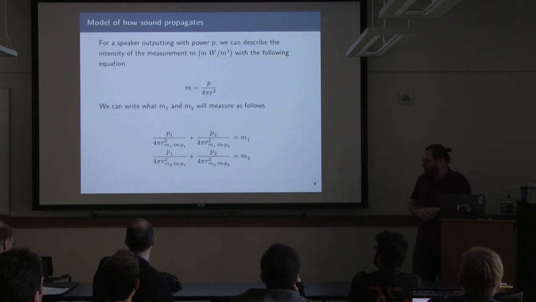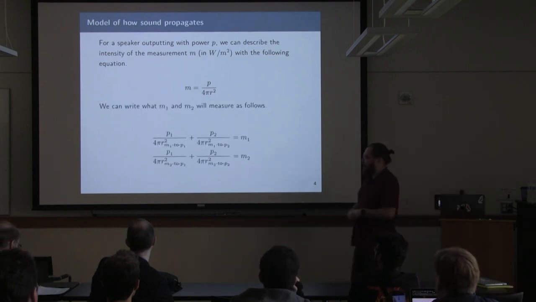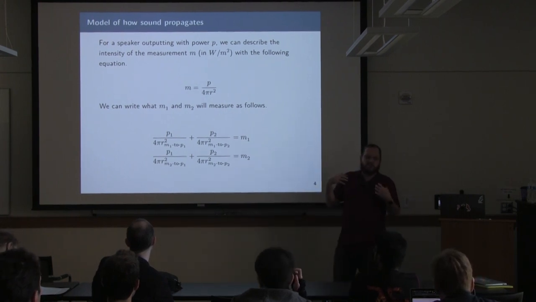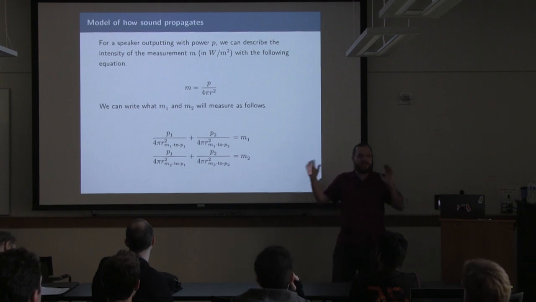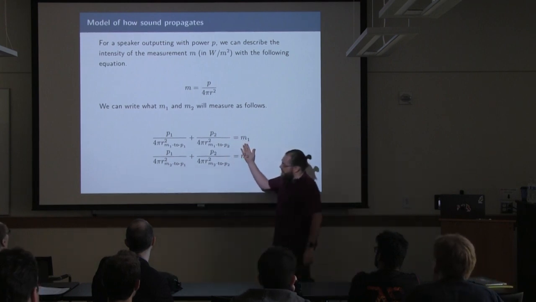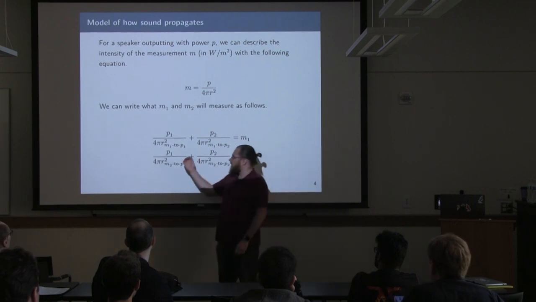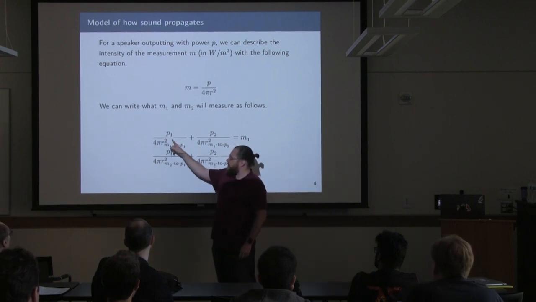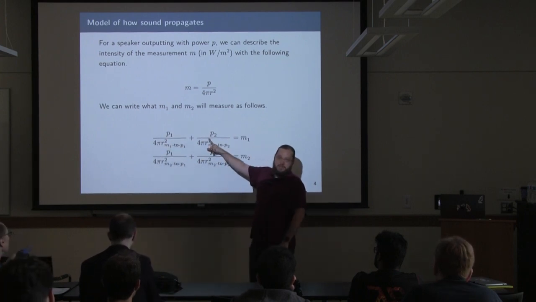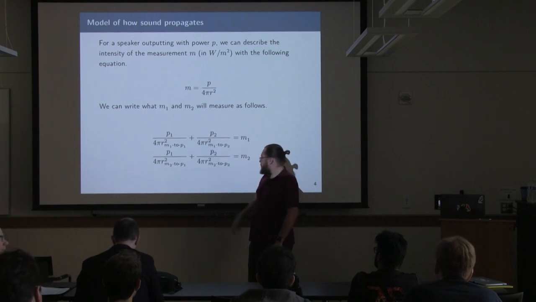So if we have our two people, Alice and Bob, measuring the two different speakers, they'll get a sum of the two speakers. They won't know which one they're getting. They're just getting a loudness in the room. If we say this first person, Alice's measurement, is M1, she gets the power from the first speaker divided by 4 pi times her distance to that speaker squared, plus the second speaker as well, same relation.